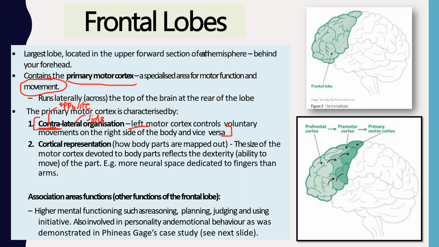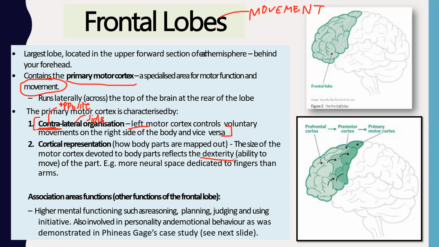Cortical representation is this idea that certain parts of our body, because we know the frontal lobe has a really big role or major function in movement, when we talk about cortical representation, we're talking about what parts of the brain have a larger amount of space dedicated to them in terms of dexterity. So dexterity is about how easily you can move a body part. You might have heard of the word ambidextrous.